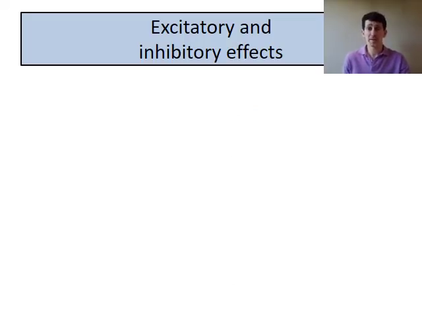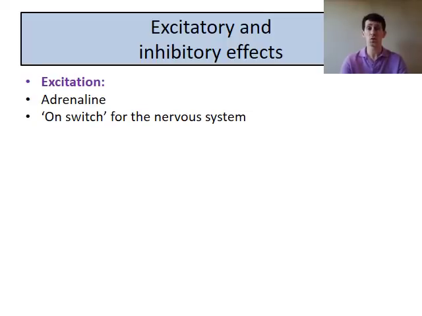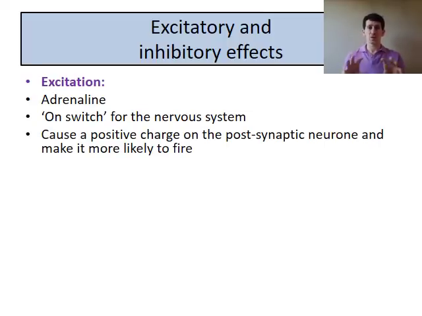So the final part that's listed on your specification for this topic is excitatory and inhibitory effects of neurotransmitters. So excitation is linked to neurotransmitters such as adrenaline, and these switch on your nervous system. What it does is it causes a positive charge on the postsynaptic neuron. So when adrenaline lands on those receptors, it causes a real positive charge on the neuron, and this makes the neuron more likely to fire and keep the impulse going down the neuron. So that's what excitation is. Things like adrenaline that switch on and cause a positive charge on the postsynaptic cell.